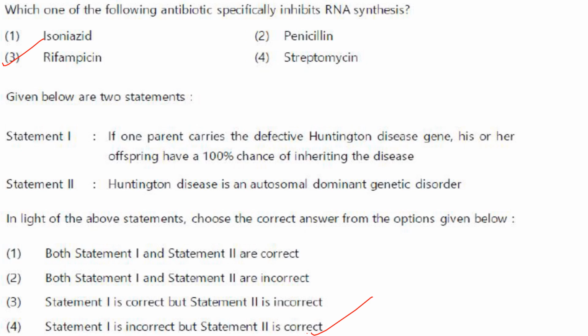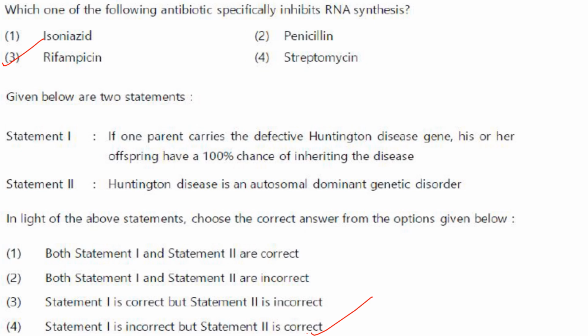First one, isoniazid. It inhibits mycolic acid biosynthesis, and this leads to inhibition of cell wall formation and ultimately death of the bacterial cell. Now penicillin, it is also an inhibitor of bacterial cell wall synthesis. Streptomycin, it binds to the 16S rRNA located on the smaller 30S component of the bacterial ribosome and inhibits peptide bond formation.